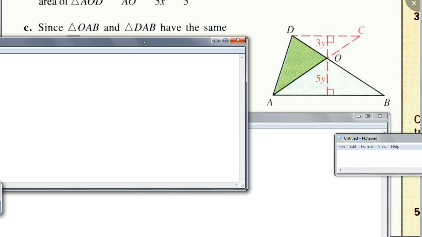So then, how does it help us to figure out the ratio of the two triangles OAB to DAB? Because they have the same base, all we need to know is the ratio of their heights. So, okay. Go ahead, guys, finish it up with your group. What do you guys think?